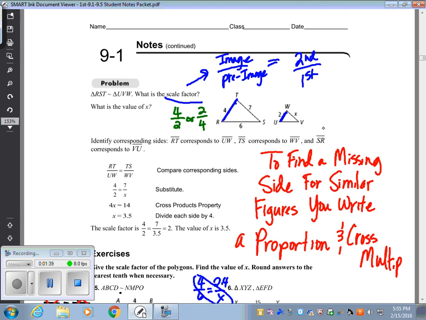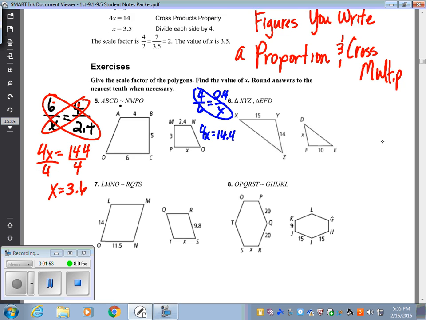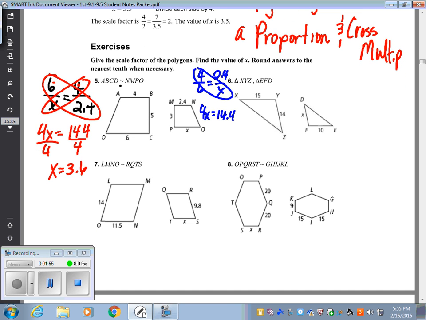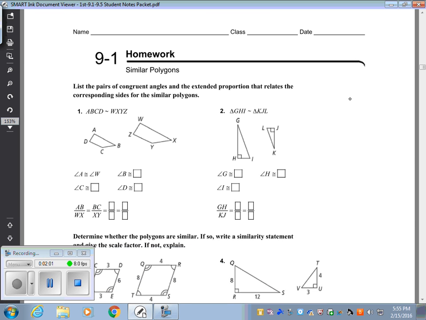Then we looked at the scale factor. That's your image to your pre-image or your second to your first. And then how to find a missing side. We added this to our notes. To find a missing side for similar figures, you write a proportion and cross multiply to solve. So we did these problems here. I asked you to complete these to check your answer. Check your work, and then this was your homework.